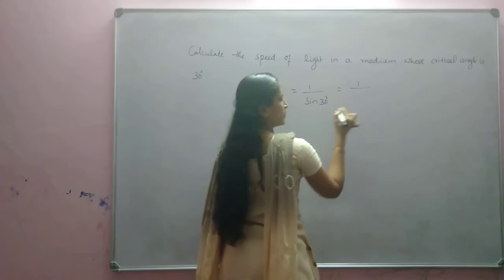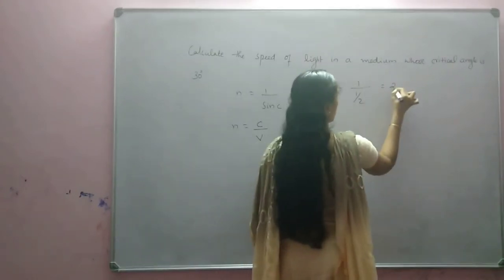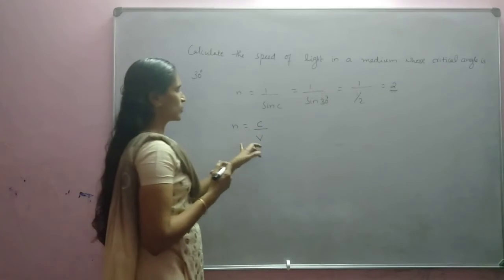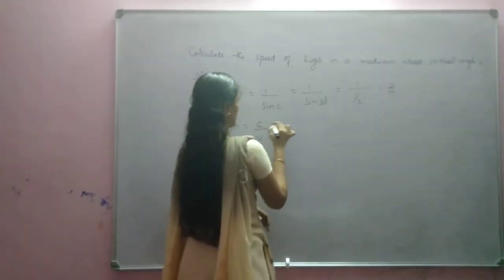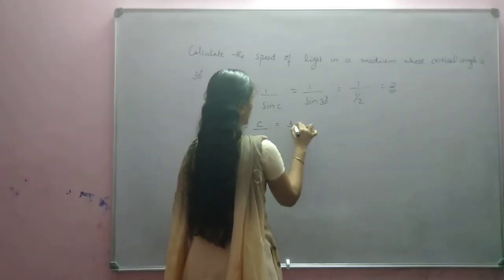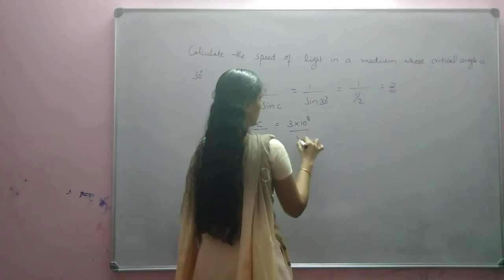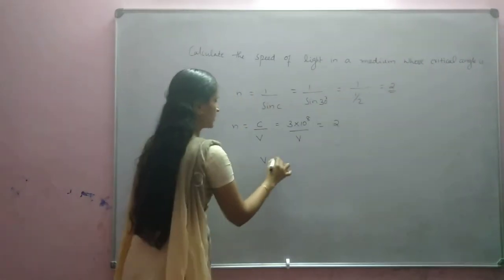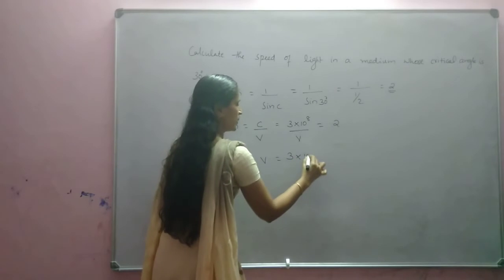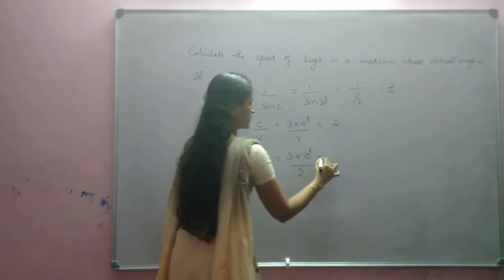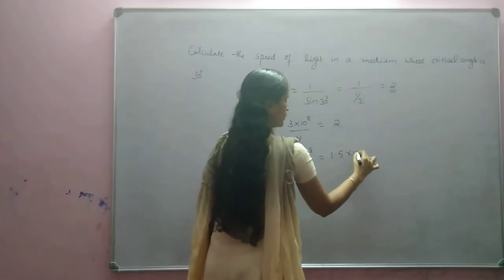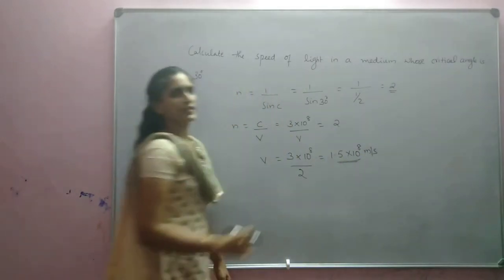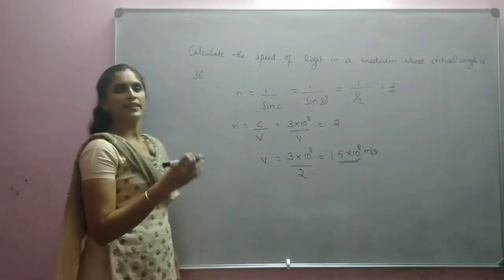Sin 30 is 1 by 2, so 1 by 1 by 2, we get the refractive index equal to 2. Now you can substitute here n is equal to C by V. What is C? C is given as 3 into 10 raised to 8, divided by V is equal to 2. So we can find V is equal to 3 into 10 raised to 8 divided by 2, which is equal to 1.5 into 10 raised to 8 meter per second. Okay, is it clear? Now we will discuss the next one.